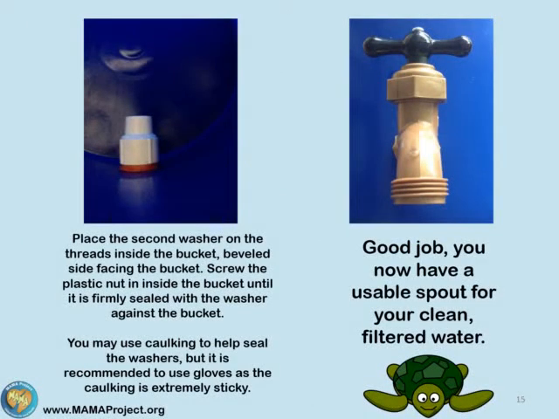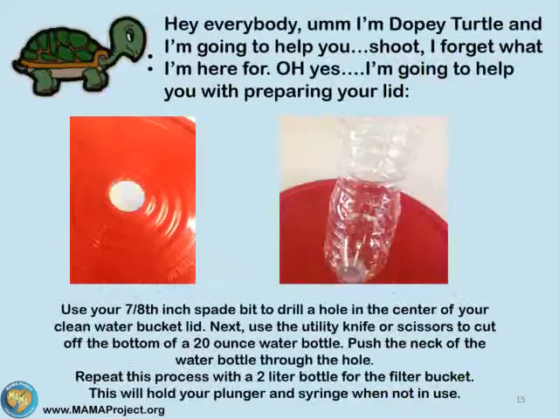Then on the inside of the bucket, this is a view from the inside of the bucket where you've screwed the adapter on with another washer on the inside. Now the outside of your bucket looks like the picture on the right. That's for the bottom bucket. That's the bucket that you're taking the clean water out of.